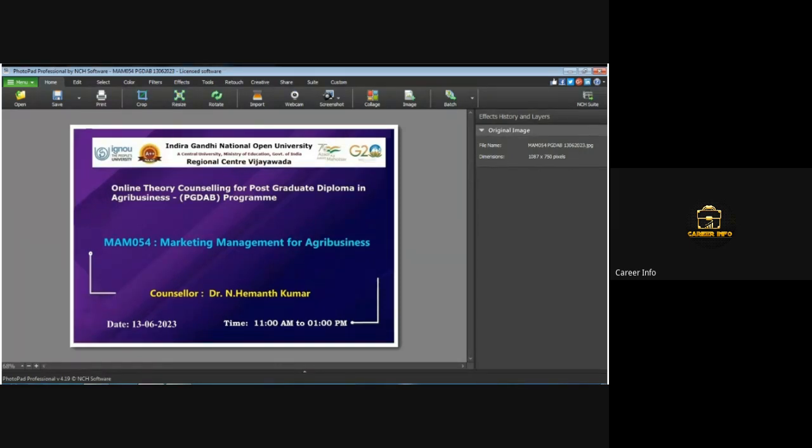And the third one is determine the product's USP, unit sale. And coming to step 4, you need to go for research.